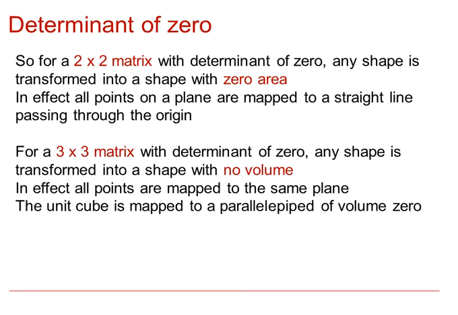So, for a 2 by 2 matrix with determinant of 0, any shape is transformed into a shape with 0 area. In effect, then, all points on a plane are mapped to a straight line passing through the origin. For a 3 by 3 matrix with determinant of 0, any shape is transformed into a shape with no volume. So, in effect, all points are mapped to the same plane, and the unit cube would be mapped to a parallelepiped of volume 0.